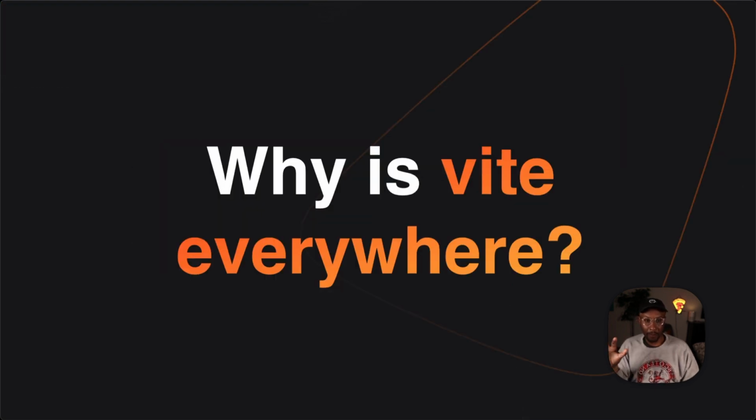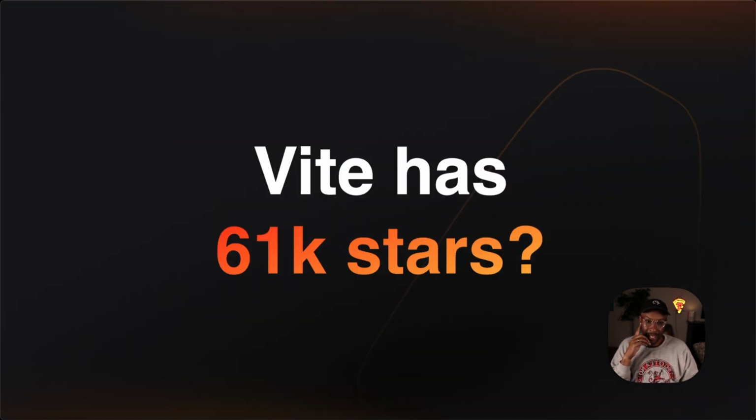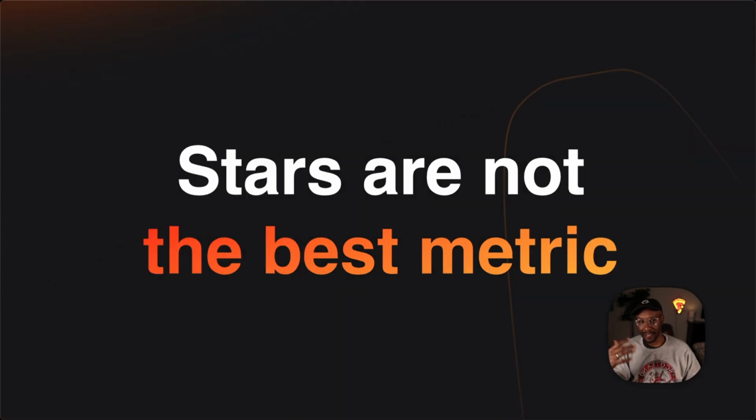So going back to why is Vite everywhere? Vite has 61,000 stars. I think sometimes we can fall into the trap of focusing on stars as the best metric to identify success. And I think actually stars is not one of the best metrics. Anything over 15,000 stars, honestly, anything over 1,000 stars, you're good. You don't have to focus on stars anymore.